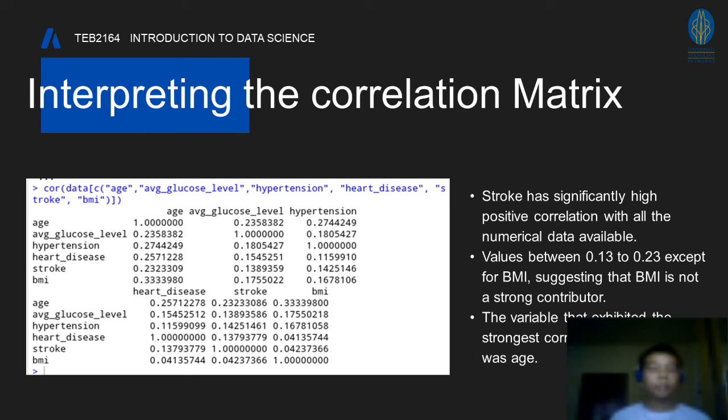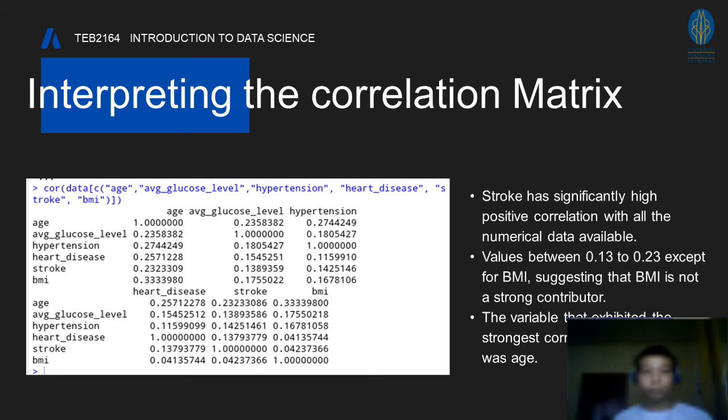We can see that stroke is positively correlated with all of the other available numeric values, except for BMI, which suggests that BMI is not really a strong contributor to stroke. And the strongest contributor was age. So the older you are, the more likely you will get a stroke.